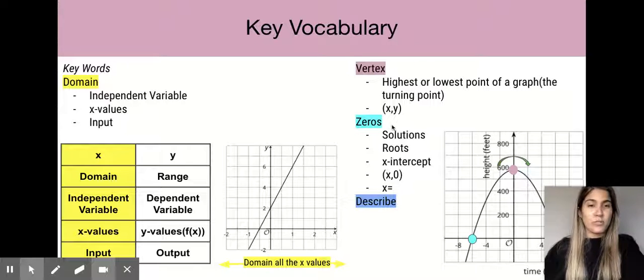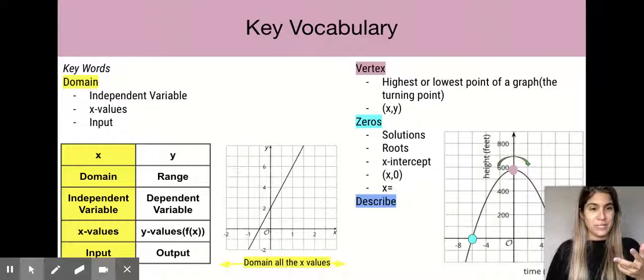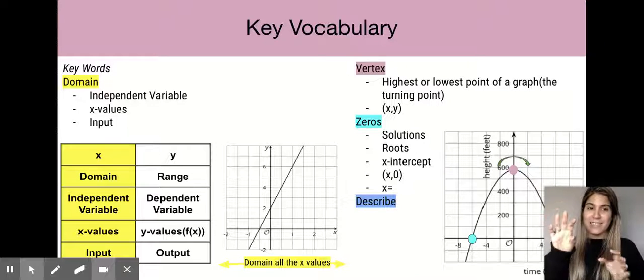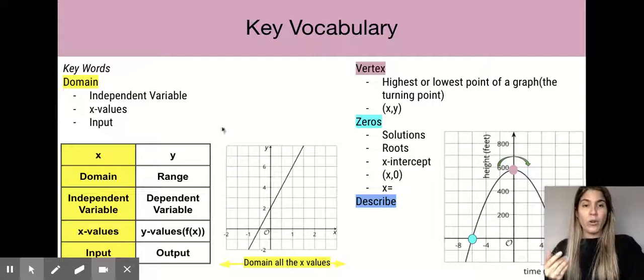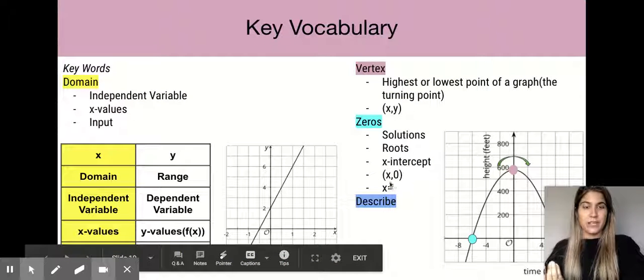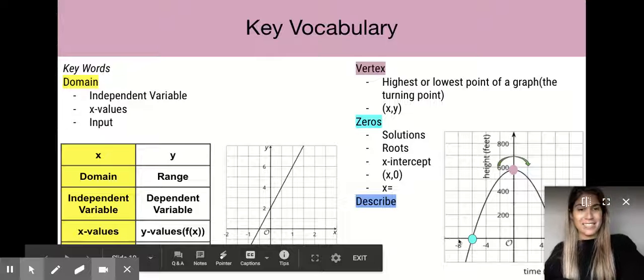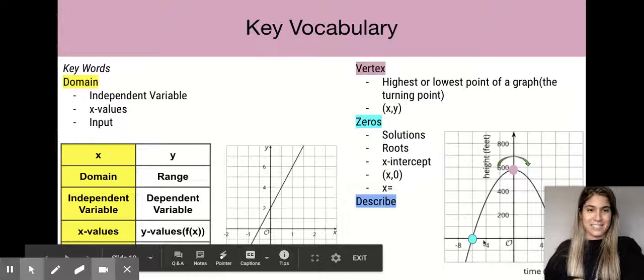Zeros. Words that we know for zeros are the words solutions, roots, x-intercepts. Could be expressed as a coordinate where you have the value of x and it's 0 on y, or you can express it as x equals. Let's look at our graph to look for our zeros. So I have here one of my zeros, right? It crosses the x-axis, it's where it intercepts the x-axis. And I have here that this is the point -6, 0. Okay, it's always going to be 0 on y. Or I can express it as x equals -6.